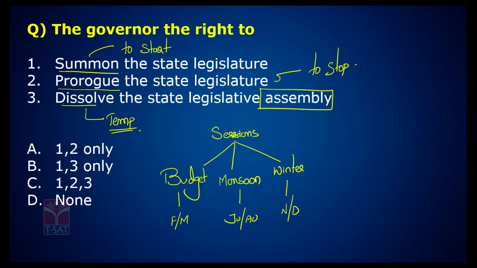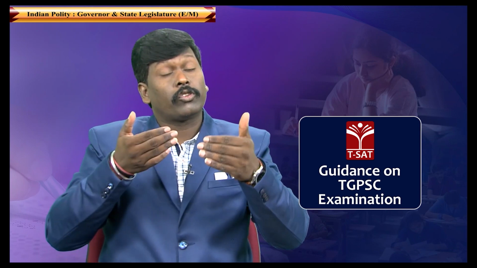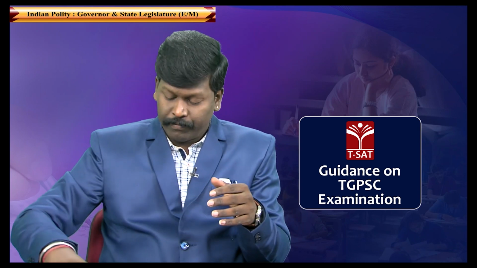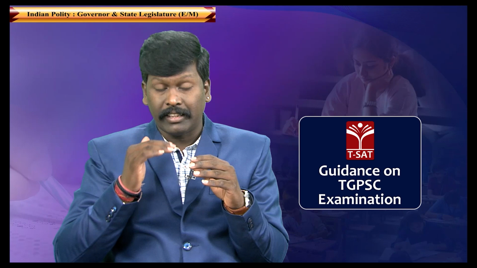Now, here the question is, who starts the session of the state legislature? Who stops the session of the state legislature? The answer is the Governor. The Governor has the authority to start or stop the session of the state legislature, like the President. The President has the authority to summon or prorogue the Parliament. Now, look at the third statement.